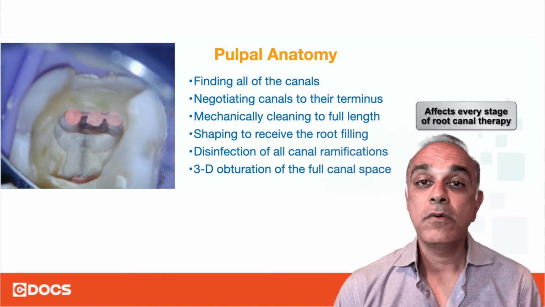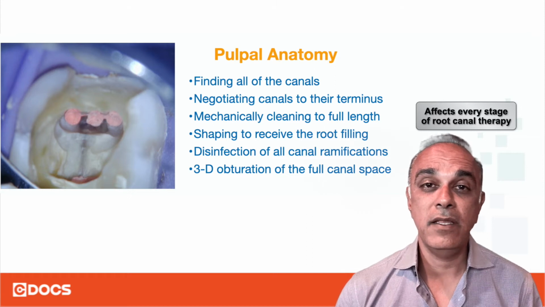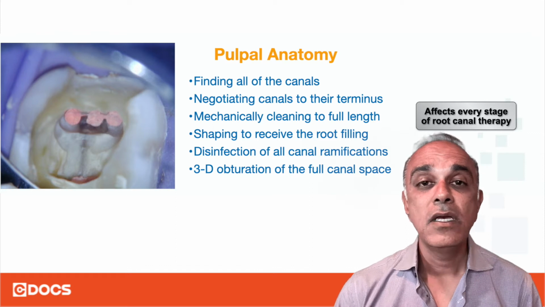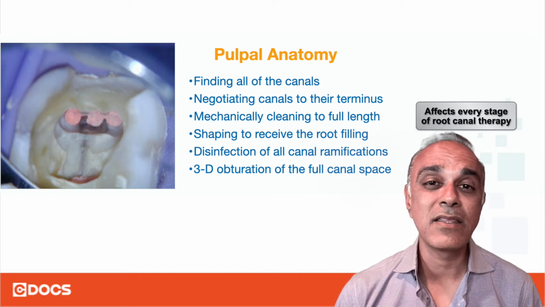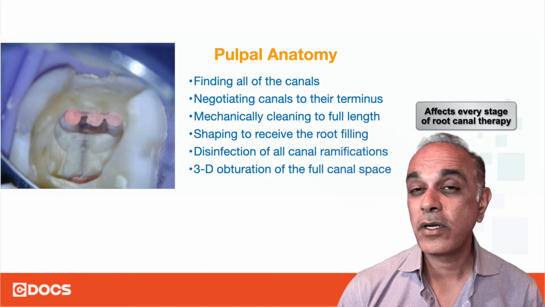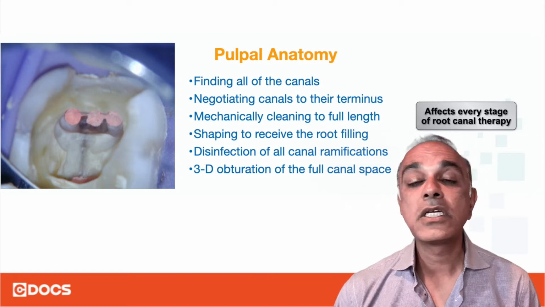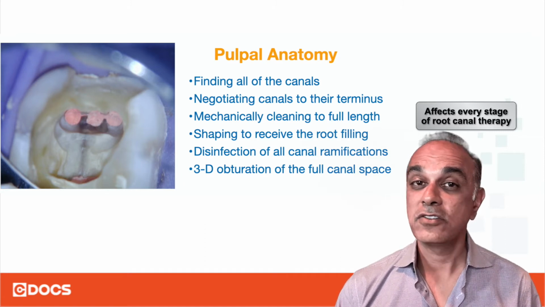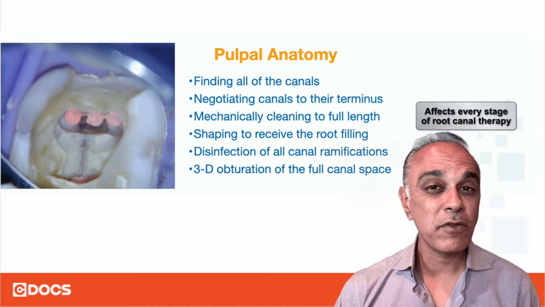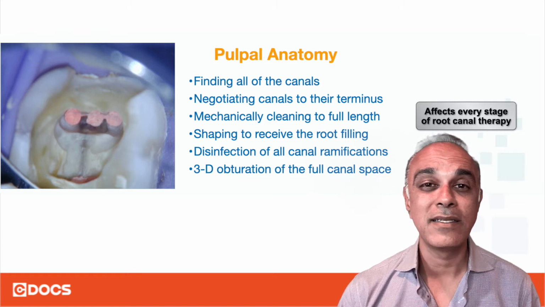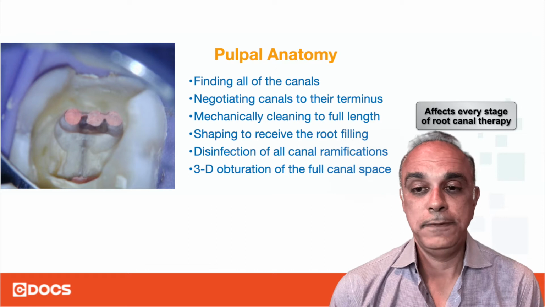Well, one, finding all the canals, and that can be very difficult during root canal therapy, but if you have an axial view, it helps you tremendously in locating how many canals there are and where they're located according to the pulp chamber. Two, negotiating those canals to the terminus. Sometimes those canals join, or they are short of the radiographic apex, and it's much easier to tell on cone beam where they land versus maybe a two-dimensional picture.